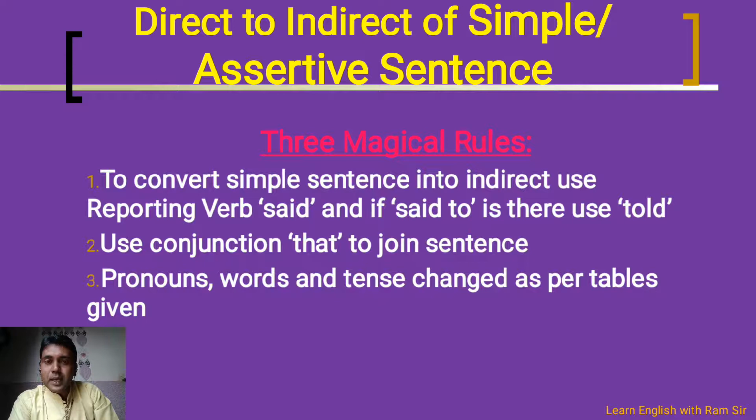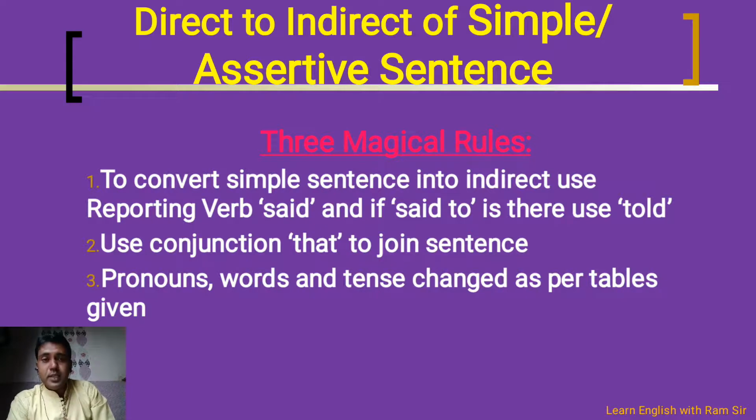said to को क्या बनाना है? told बनाना है. I will clarify these particular things in the example. But before that, let's see the second rule. Have you understood the first rule? अगर सेंटेंस में said है तो said ही रखो, अगर said to है तो उसका कन्वर्जन आपको करना है told में.